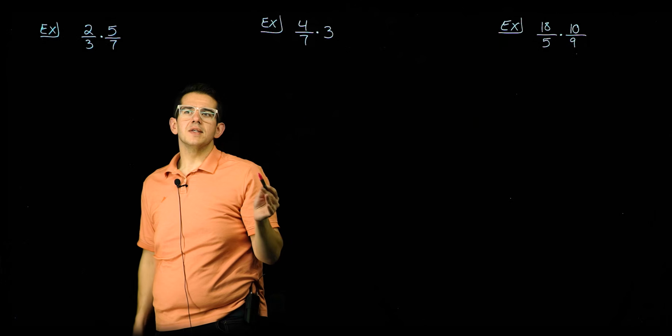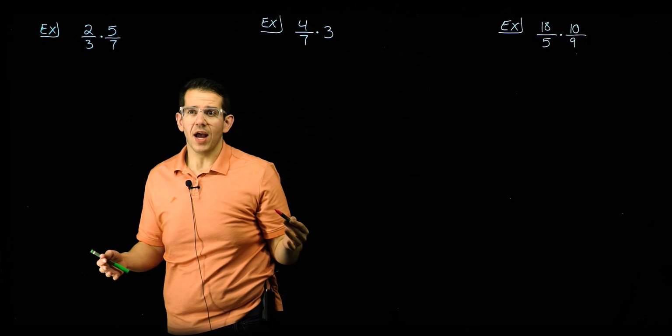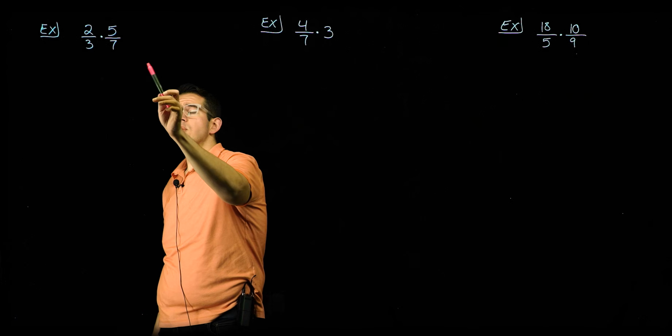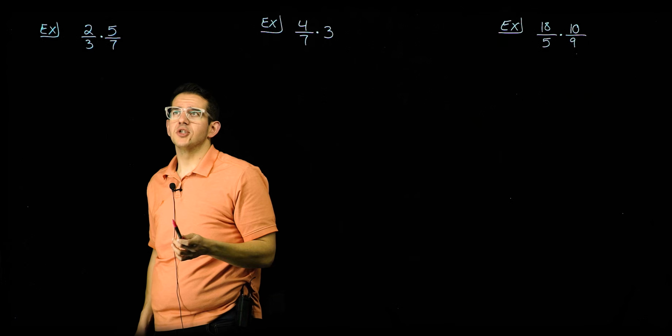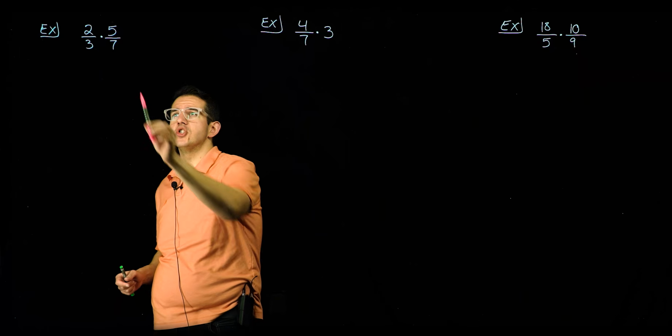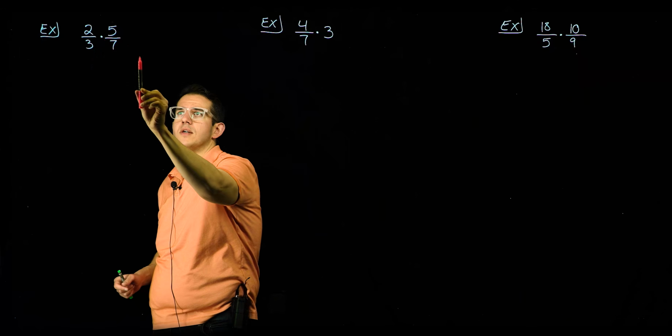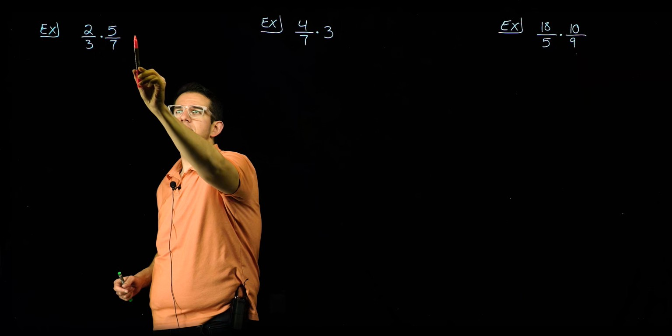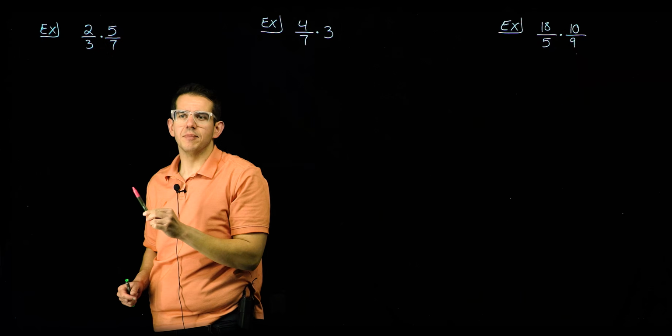So in these cases, we're going to deal with multiplying fractions. So when we are multiplying fractions, the nice thing about it is it's just going straight across. You multiply straight across on the top and straight across on the bottom.